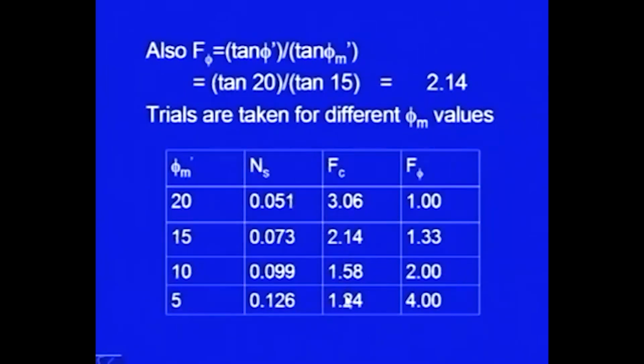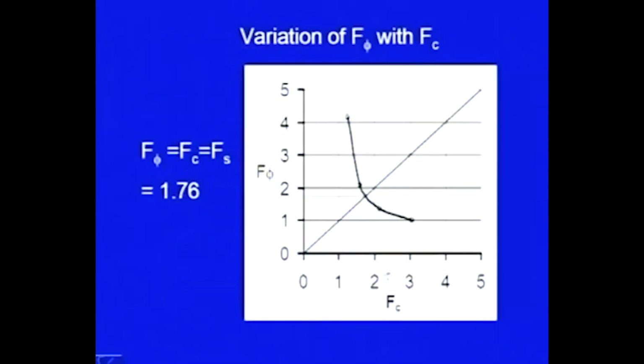So, these are the values which are coming, and finally, we will be plotting them against each other. Here I have kept f c here, f I here, and we plot these points, join them with a smooth curve, and then we need a point on this curve where f c and f I both are equal. So, draw this line.